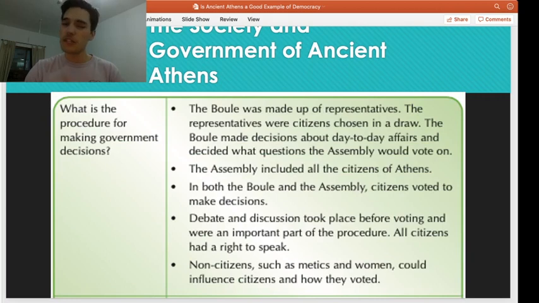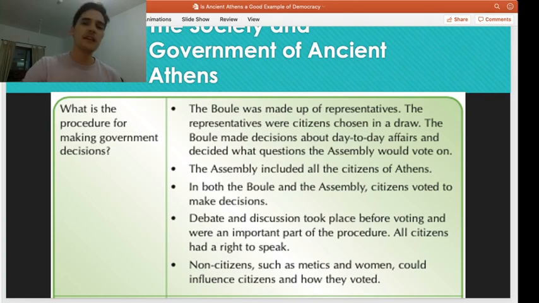Decision-making process. So this is what we just talked about. We talked about the boule, we talked about the assembly, and basically that's where the male citizens would go in the assembly, and they would vote on what the boule drafted up, right? So the Council of 500, they would say, this is what you should talk about, and the assembly is like, okay, we'll talk about it, but this is the way we're voting, and they have that final say.